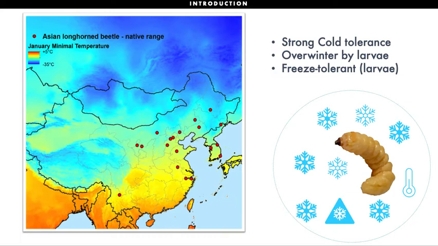ALB adults cannot survive cold winter temperatures, but their larvae can overwinter and survive under cold temperature. It can be assumed that ALB developed specific physiological strategies to resist low winter temperatures in temperate climates. We are interested to uncover genomic signatures underlying adaptation to temperature.